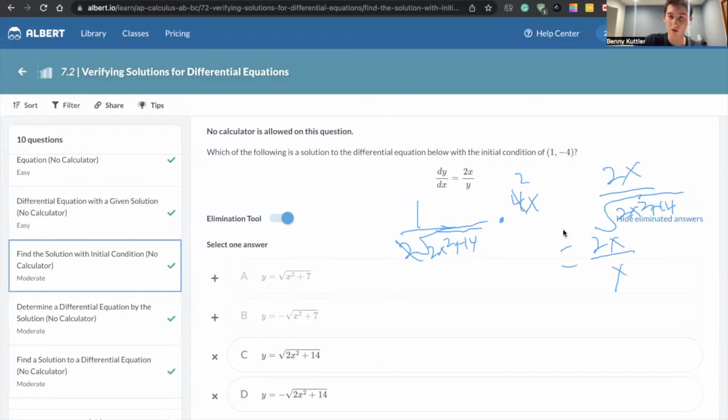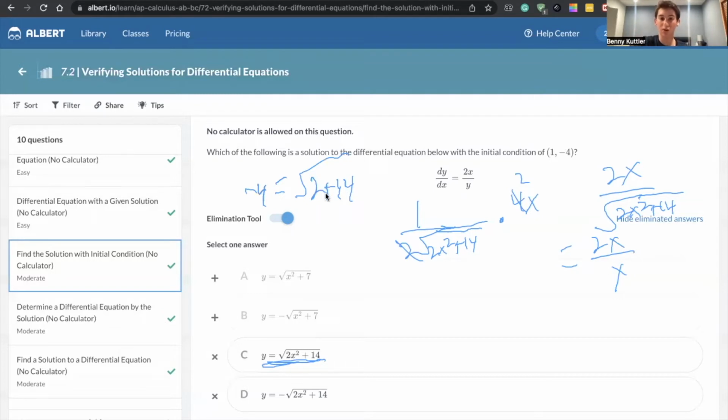So now that we know that one of these is right, we can just plug in this initial condition for x and y. So x will be 1 and y will be negative 4. So let's just take the positive one here so we don't have to work with negatives. We have y is negative 4 equals 2 times x is 1 squared is 1. So the square root of 2 times 1 plus 14. So if we notice, this is going to be the square root of 16, which is 4, not negative 4.